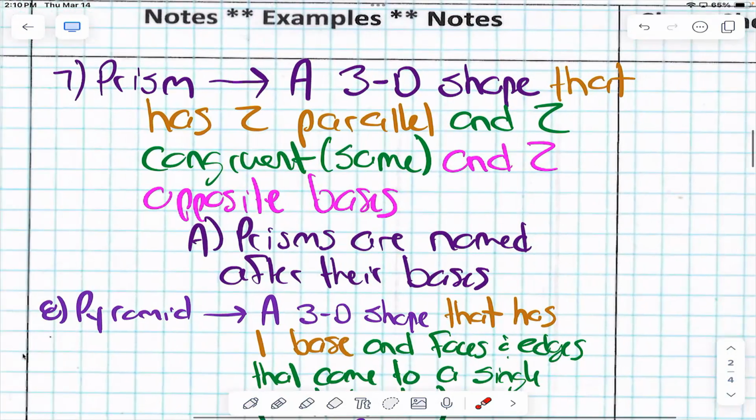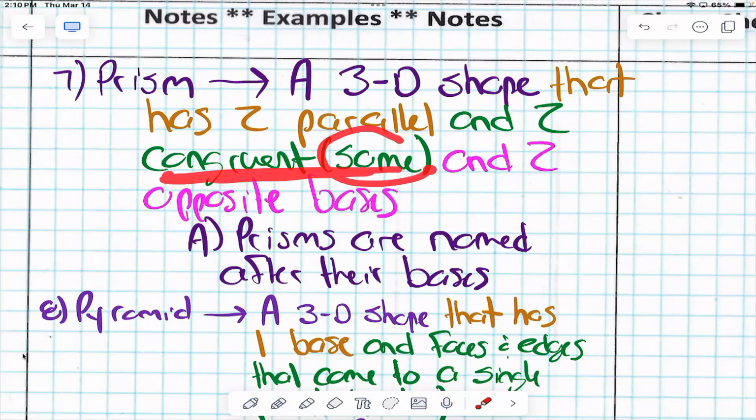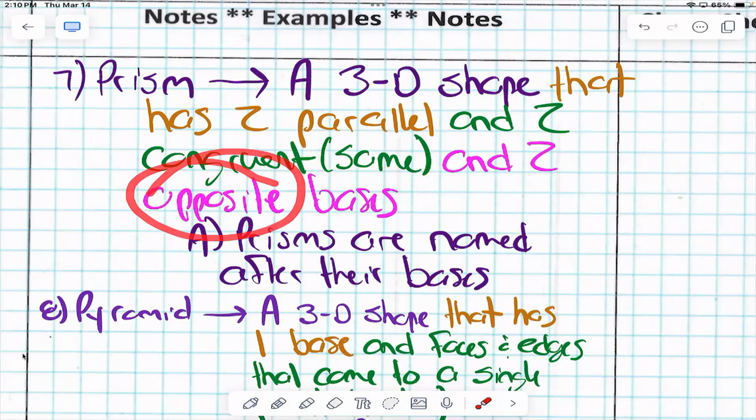Here we go. Prism. There's 4 parts to a prism. Part 1, it's a what? 3D shape. What do we know about its bases? They're what? Parallel. They're 2 parallel bases. The bases are also what? Congruent. And the last thing is the bases must be what of each other? Opposite.